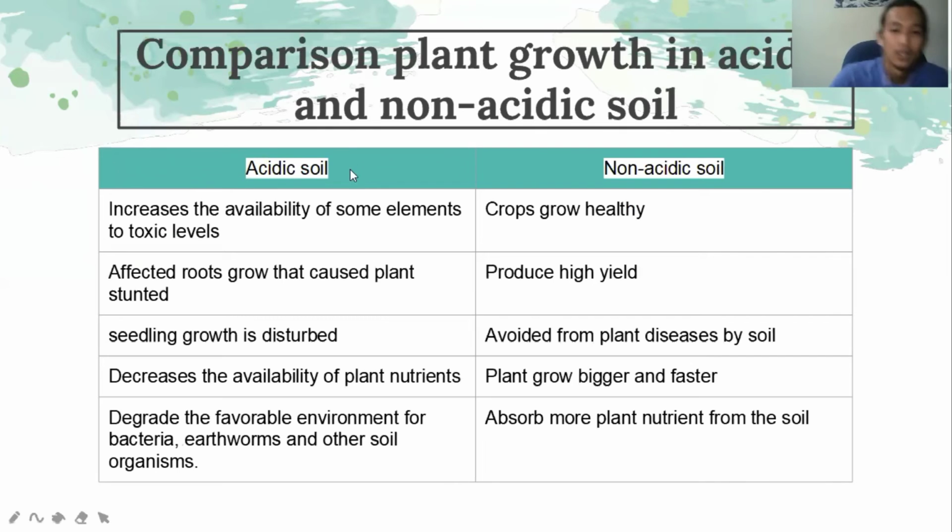Thank you, Nina. So next, I will talk about the comparison of plant growth in acidic and non-acidic soil. For the acidic soil, it will increase the availability of some elements to toxic levels, for example, aluminum and manganese. Next is affected root growth that causes plants to be stunted. Seedling growth is disturbed, and the availability of plant nutrients such as phosphorus and molybdenum decreases. And lastly, it degrades the favorable environment for bacteria, earthworms, and other soil organisms.